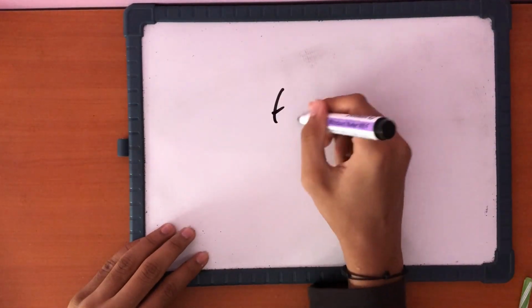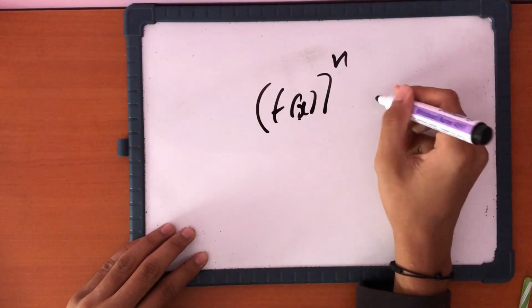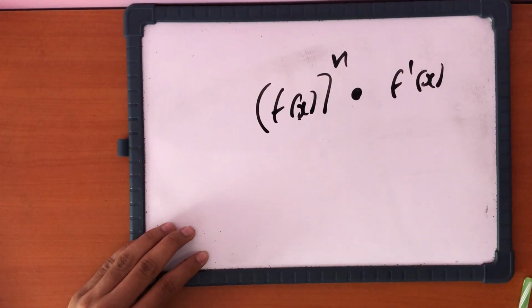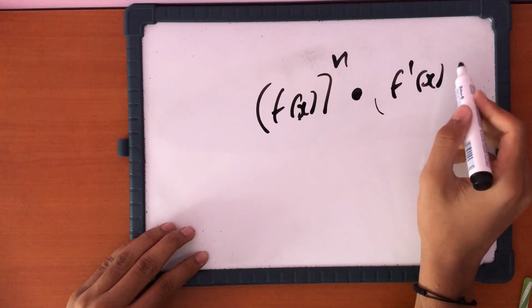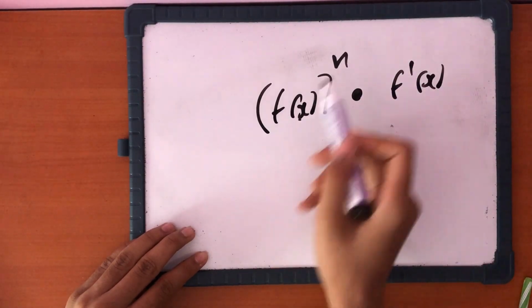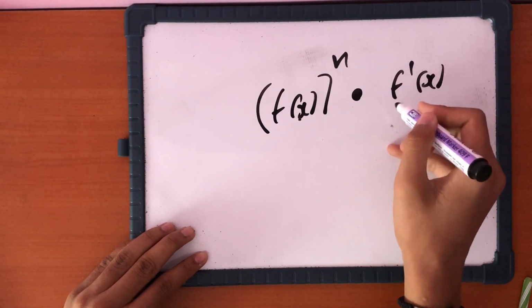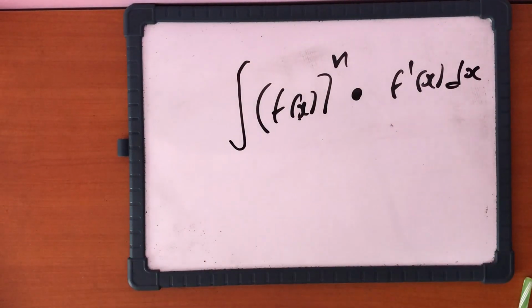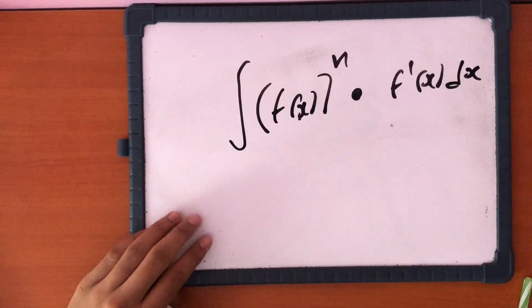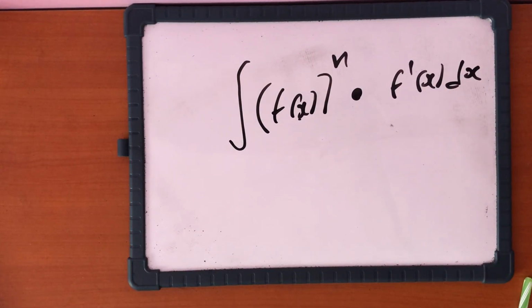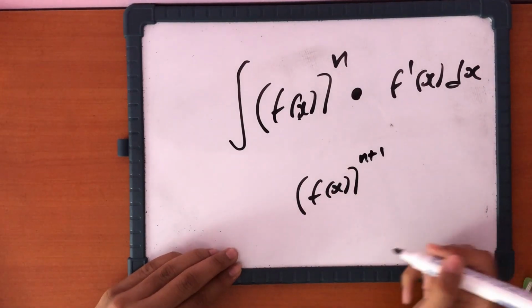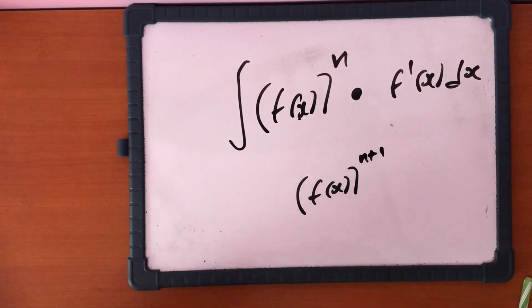So in conclusion, if you have a function raised to n and it's also multiplied by the derivative of the function, this one is not raised to any power, it's just the derivative. So if you have a function raised to n multiplied with its own derivative and you're trying to integrate this, it's a case of reverse chain rule, and the general answer is f of x all raised to n plus 1. This is the normal answer, and then you have to adjust for constants.